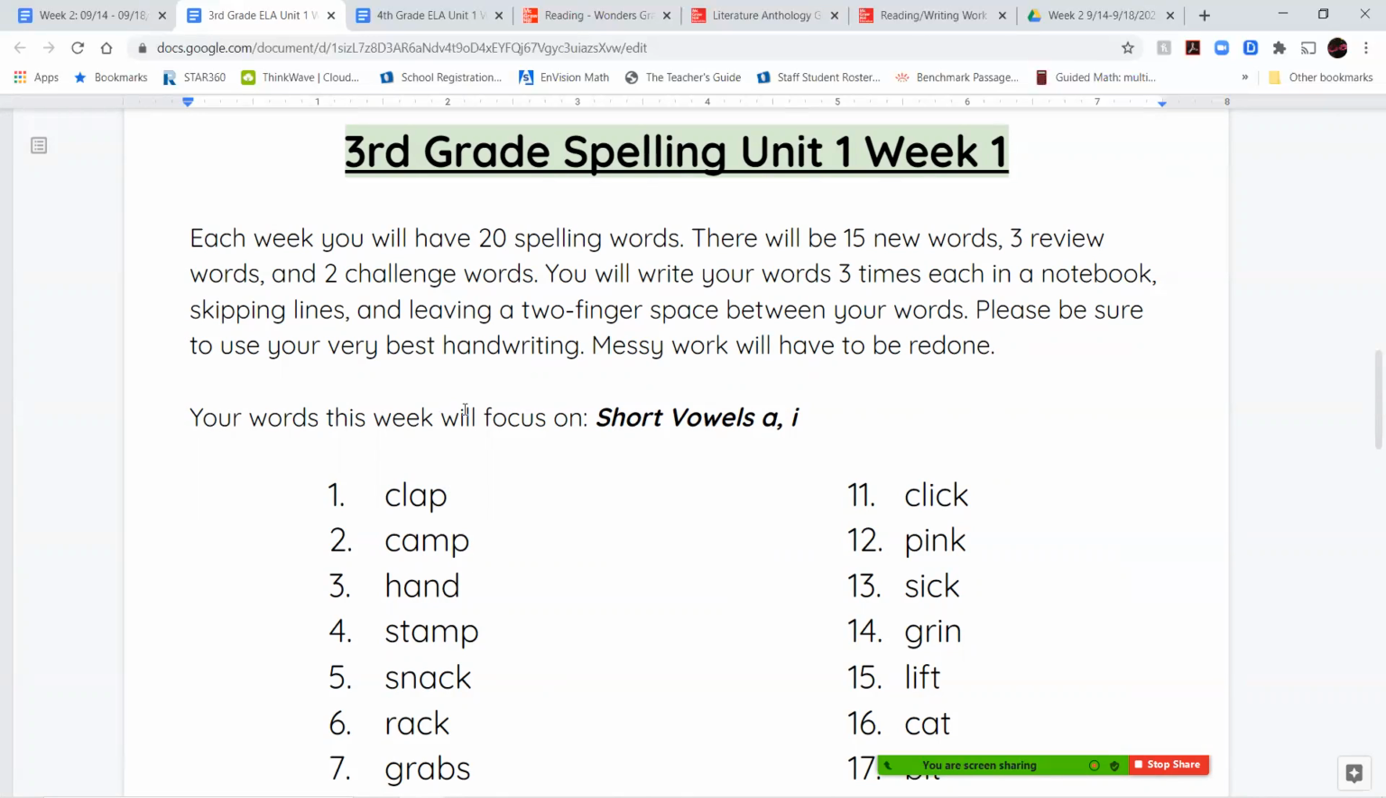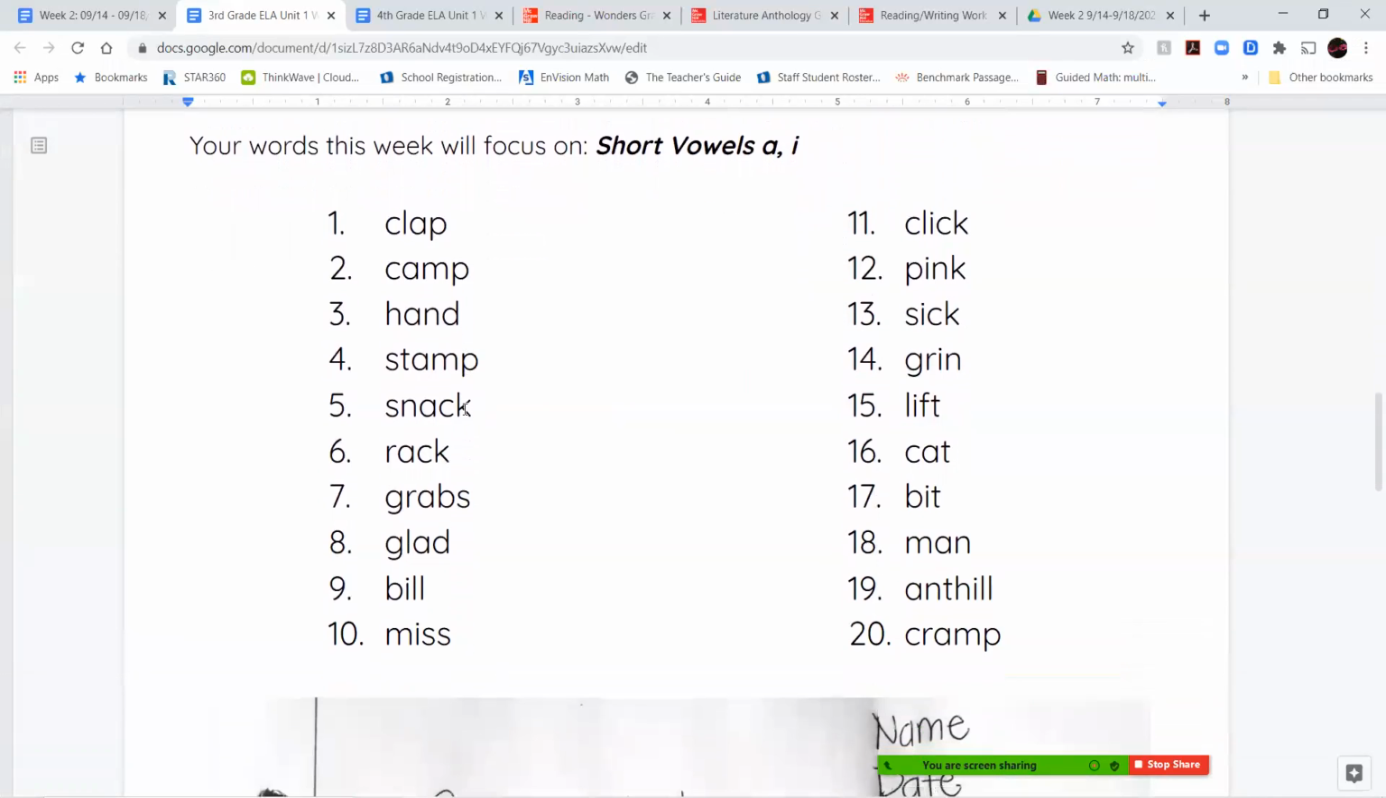So your words this week are going to focus on the short vowel A and the short vowel I. So your words are clap, camp, hand, stamp, snack, rack, grabs, glad, bill, miss, click, pink, sick, grin, lift, cat, bit, man, anthill, and cramp. So all of these have the short A or the short I sound.